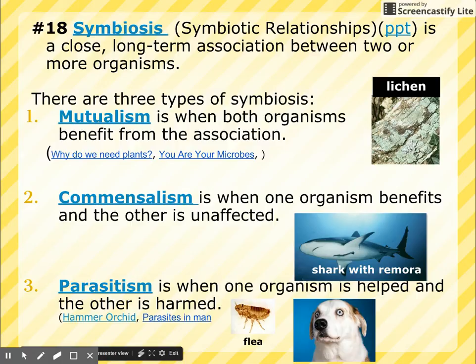So symbiosis is a long-term relationship, a close long-term relationship between two or more organisms. So predator-prey is not a type of symbiosis. Symbiosis is a long-term relationship. A lion and a gazelle do not spend a whole lot of time together. A lion and a gazelle have a short-term relationship. Mutualism is when they're both helped. Commensalism is when one is helped and one is unaffected. And parasitism is when one is helped and one is harmed. So look at these definitions, watch some videos, and take the notes.